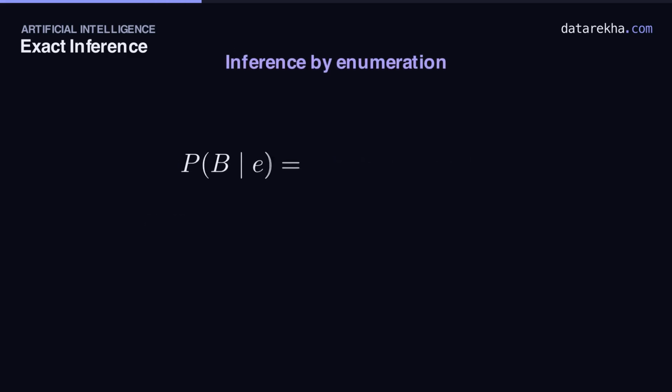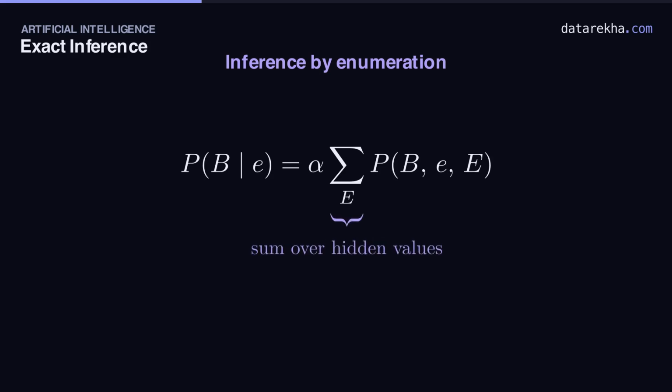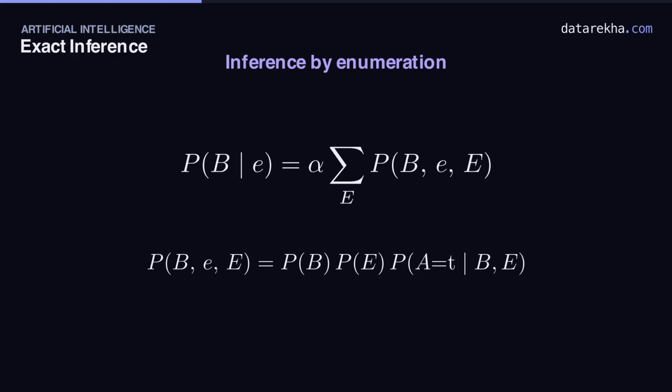The most direct recipe has a blunt name, inference by enumeration. It says the posterior over B, given the evidence, equals some constant alpha, times a sum over every hidden variable of the joint. Read it piece by piece. The sum runs over every possible value of the hidden earthquake, true and false, because to get B alone, we must account for both. And that joint is exactly the product of the network's tables.